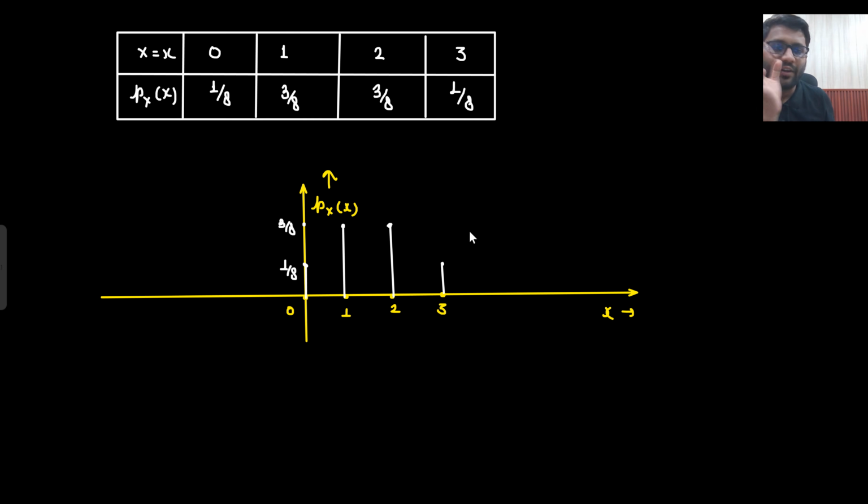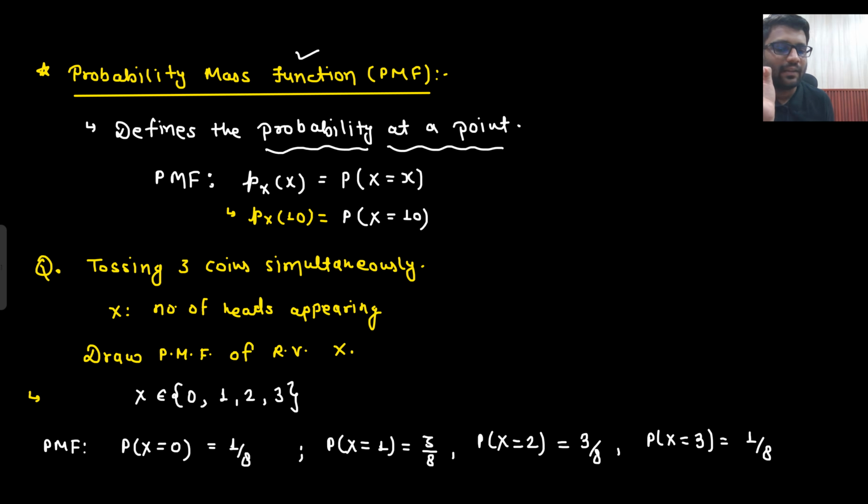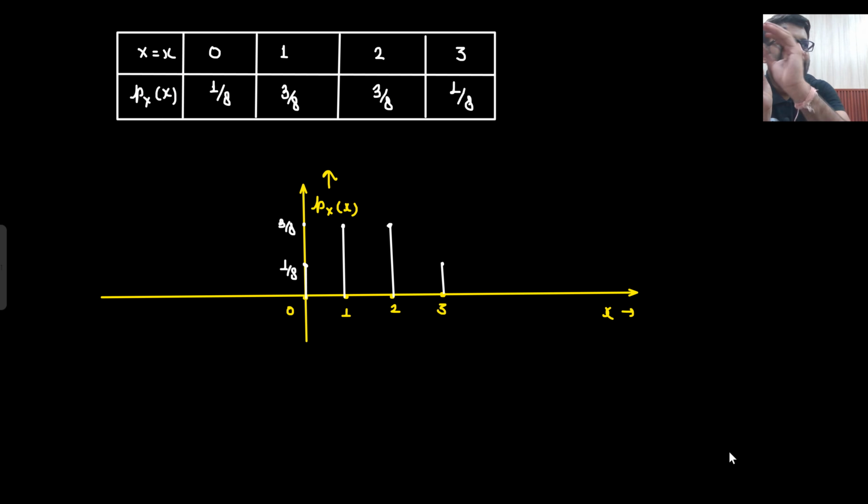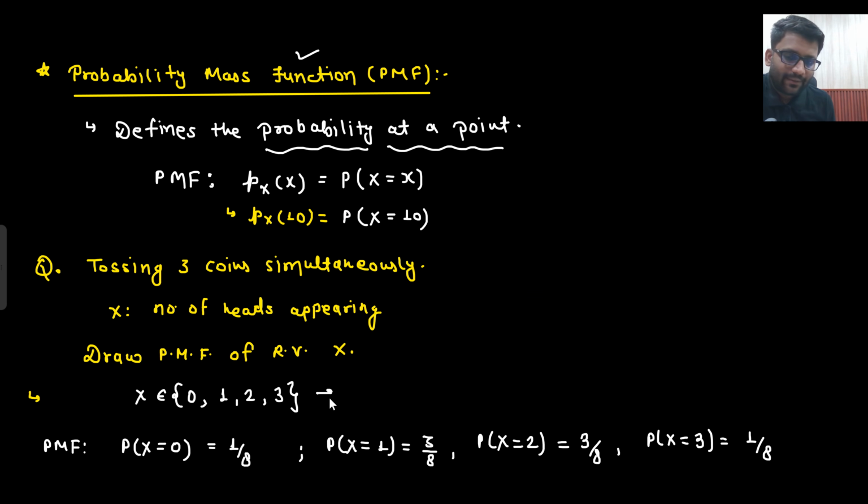So PMF you already knew. This is just a new term. So if the question mentions that this is the PMF of random variable x, you would understand that it defines the probability at a point. If this particular graph is given, what will you understand from it? That the probability of random variable x taking the value 0 is 1 by 8. Probability of x taking the value 1 is 3 by 8. X equals 2, probability is 3 by 8. X equals 3, probability is 1 by 8. So you should know how to read the graph.